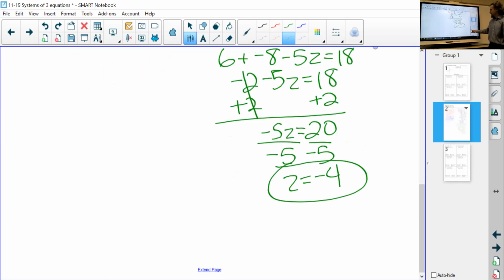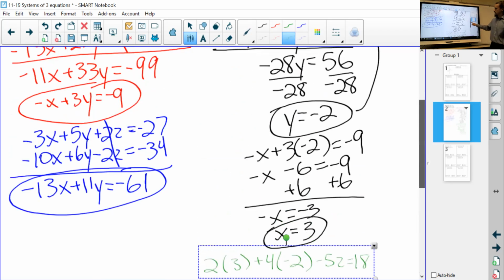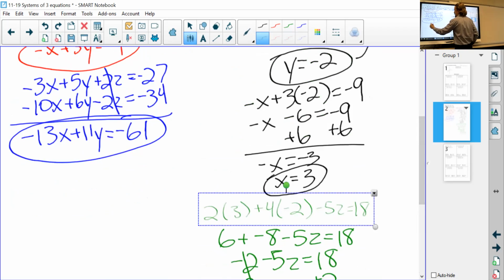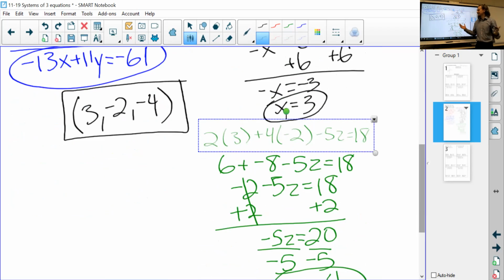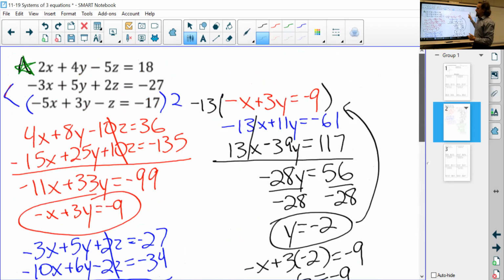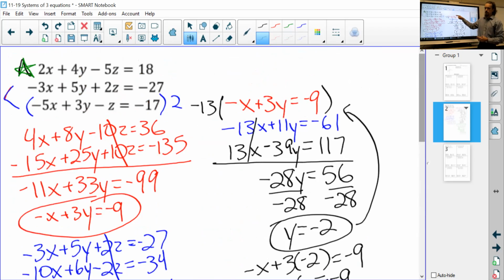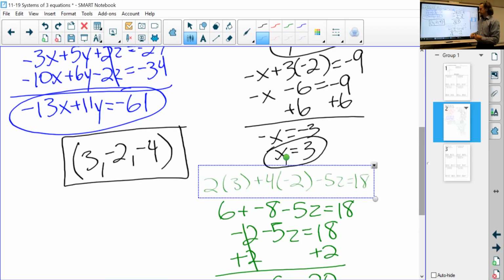So there you go. Now we've got x, y, and z. We just need to put it all together in a final answer, which should be a coordinate. So we start with x. So x is 3, comma, negative 2, comma, negative 4. Piece of cake. We did it. You could go back. If we take 3, negative 2, negative 4, substitute it into any of those 3 equations, it should come out to a true statement. But I'm over this problem, so I'm trusting my math that says that is correct. So it just takes time.